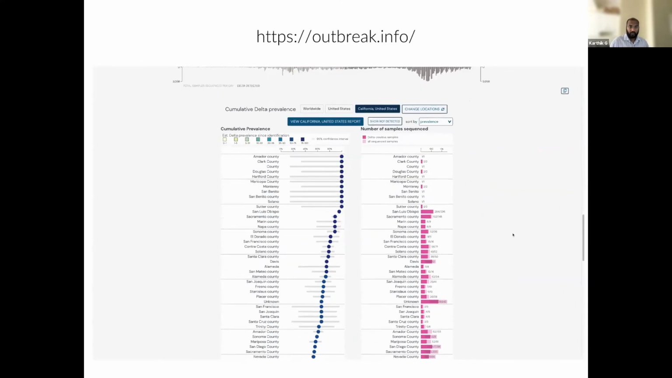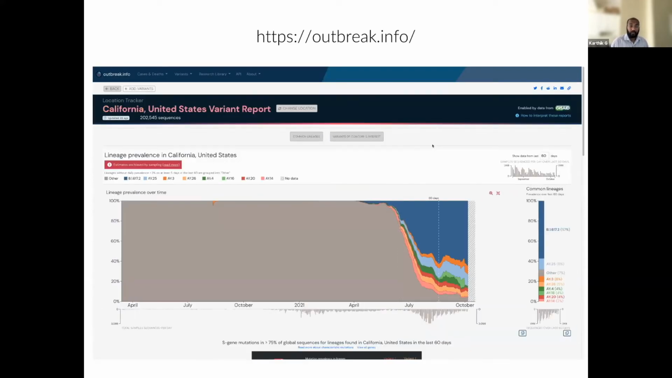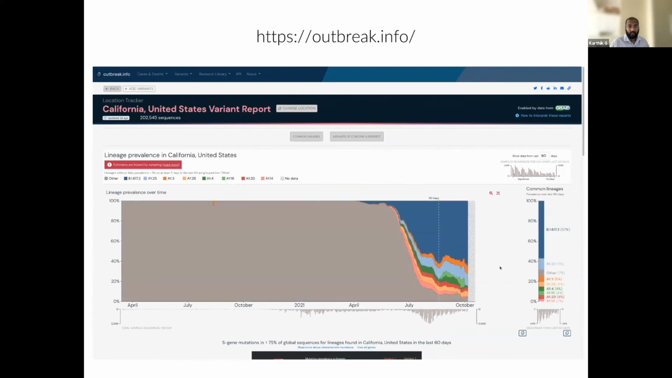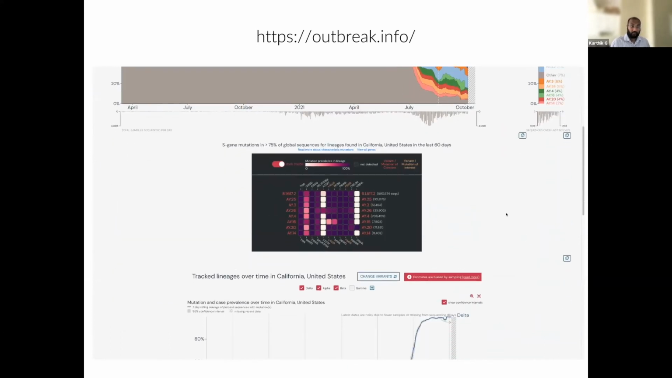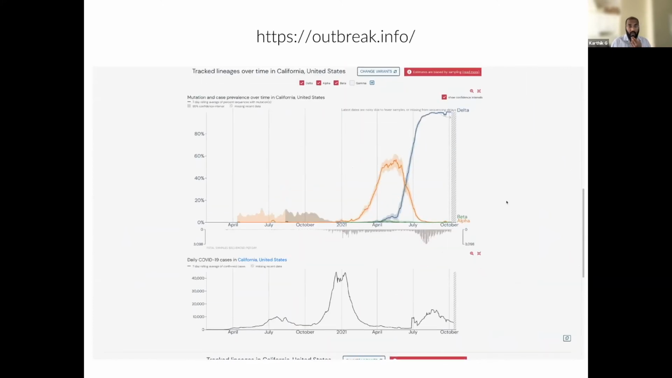Scrolling down further, we show you a breakdown by different counties in California. And you can also look up a location report, which shows you the currently circulating lineages in a given location. Here, you see the most prevalent lineages in the last 60 days in California. We also show you the prevalence of different mutations across all these lineages. Since Delta is the most prevalent, you see that P681R and L452R are most prevalent right now.